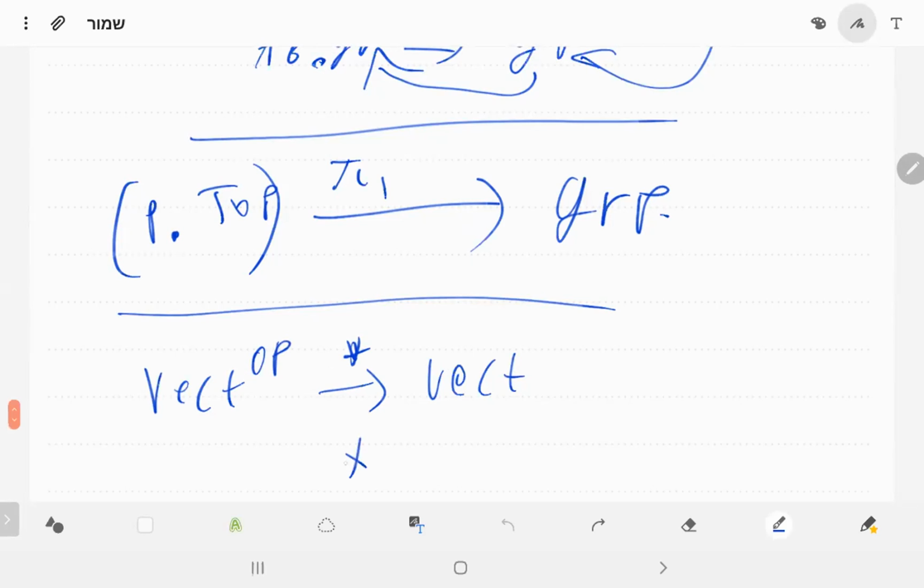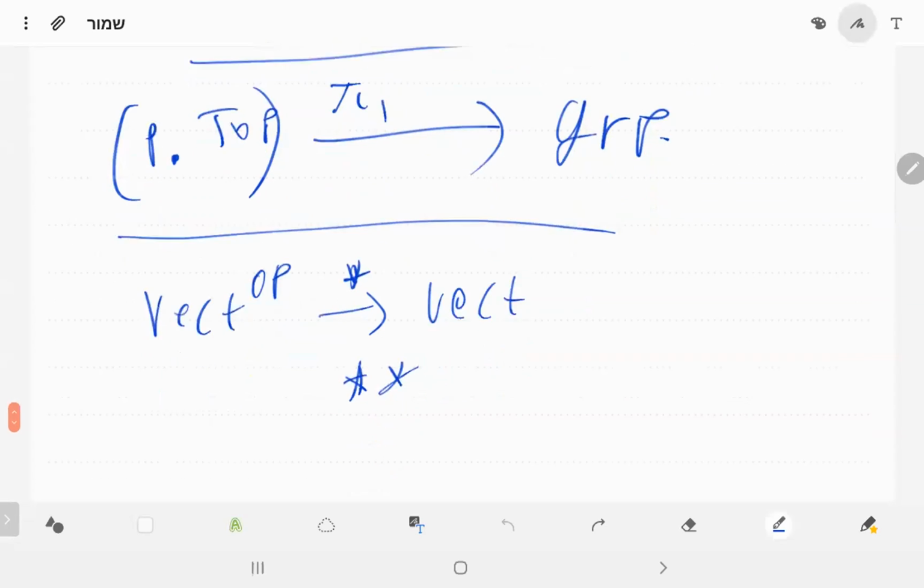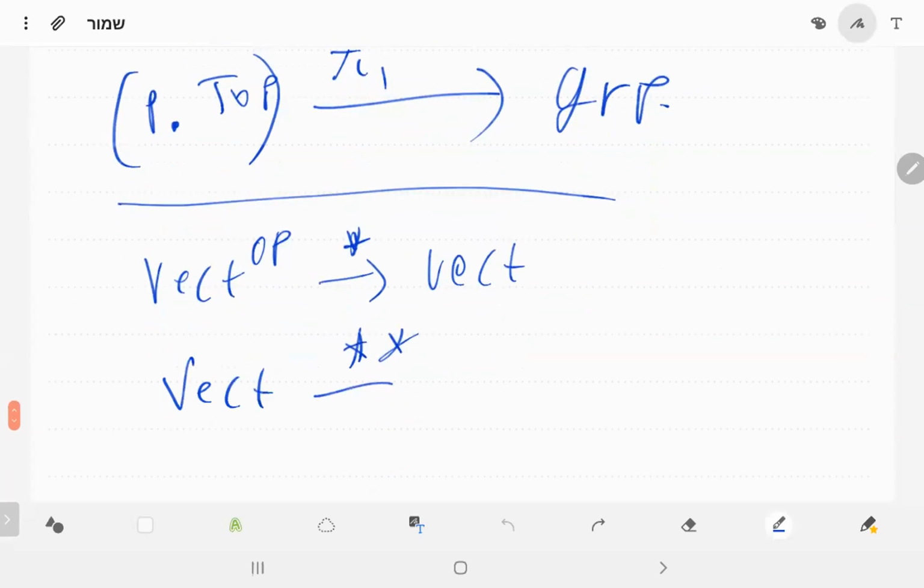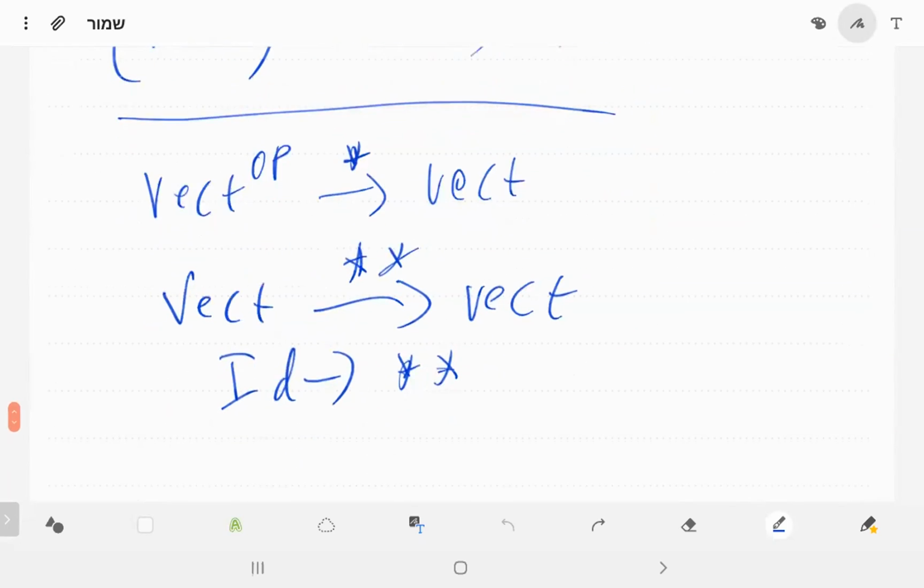But in general, we just have a morphism from the identity functor to the double dual. Yes, so we have the double dual from Vect to Vect, and we have a natural transformation from identity to double dual. And if we restrict ourselves to finite dimensional vector spaces, then this natural morphism becomes an isomorphism.